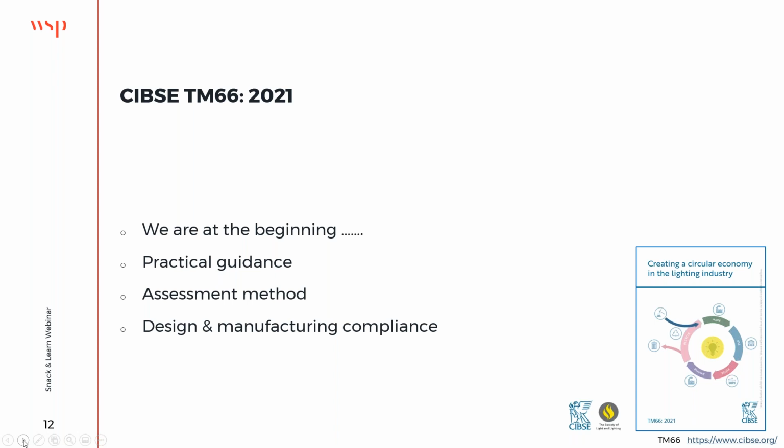So TM66 offers practical guidance on how to consider assessing a product, a luminaire in this case, for circular economy compliance. It has an assessment method, and it looks at how design and manufacturing processes may comply with the various requirements that we're discussing.